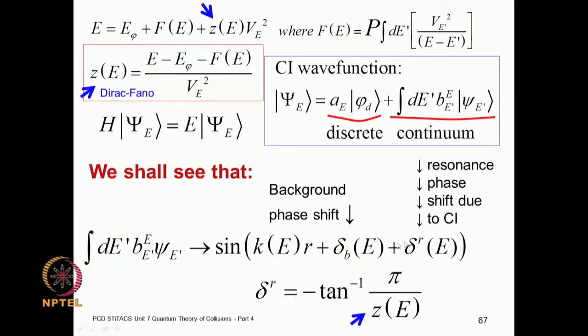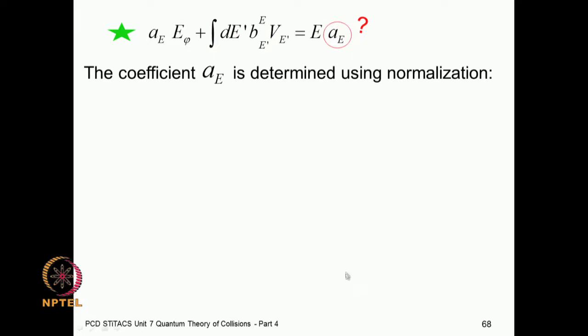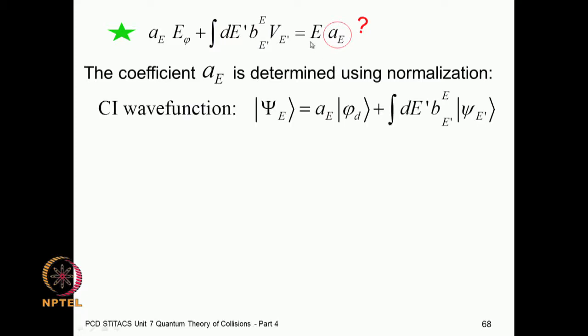The resonant phase shift, as you will see coming as we go further in this class, will turn out to be given by negative tan inverse pi over z. That's what it will turn out to be, but that's a result you will see coming. So now we have to determine this coefficient a according to normalization, and this is our normalization here.